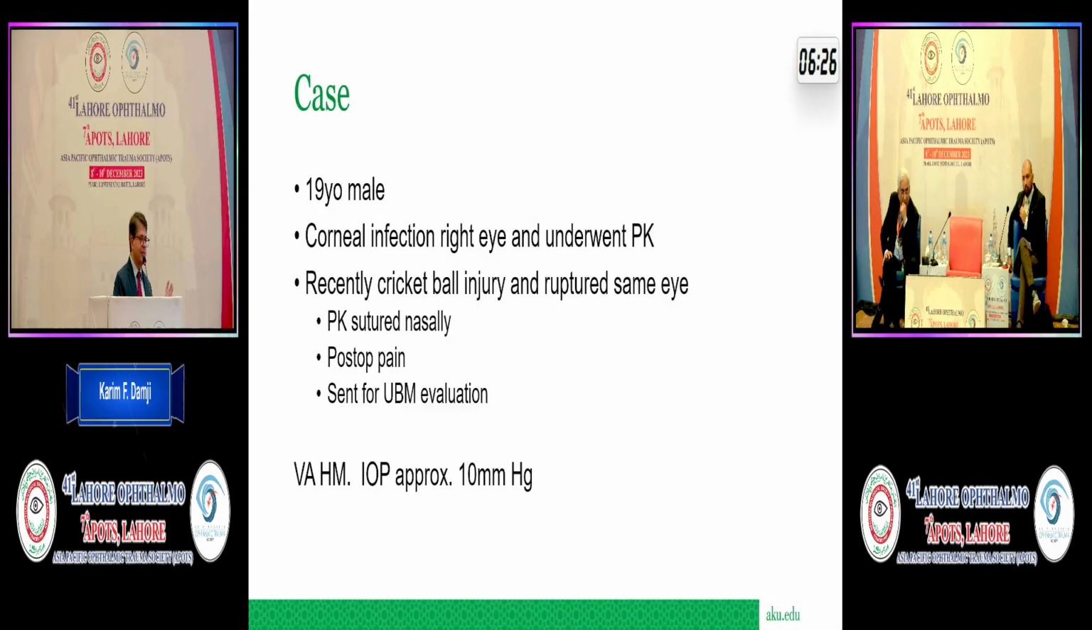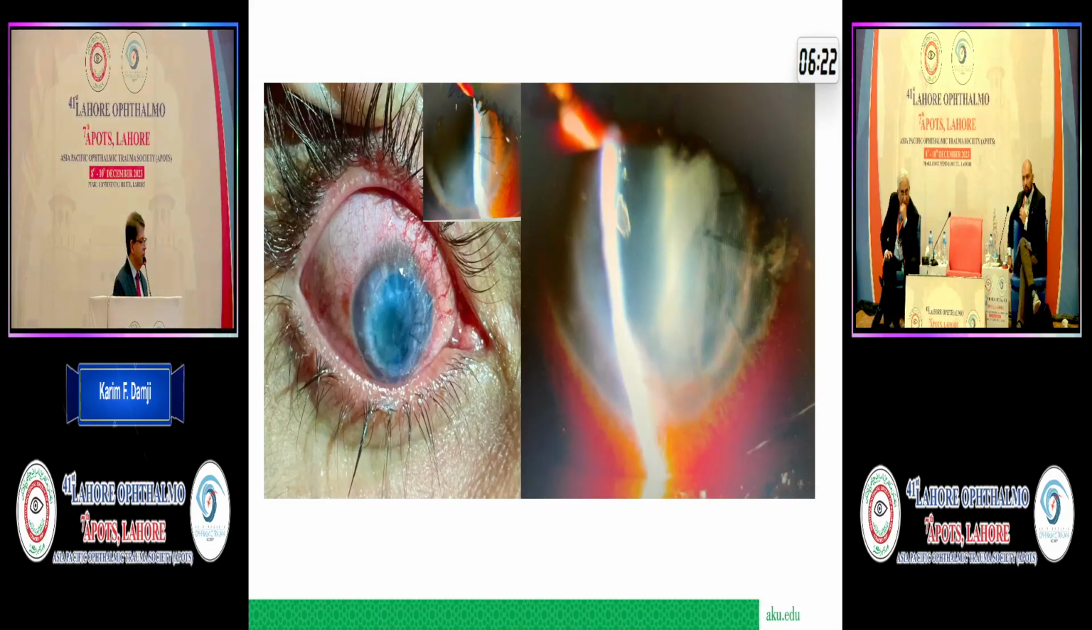And his vision was hand motions. Pressure was about 10 millimeters on multiple drops, but the pressure was elevated. This is the external appearance, and you can see by the slit lamp that there's a lot of flare and difficulty seeing structures inside the eye.